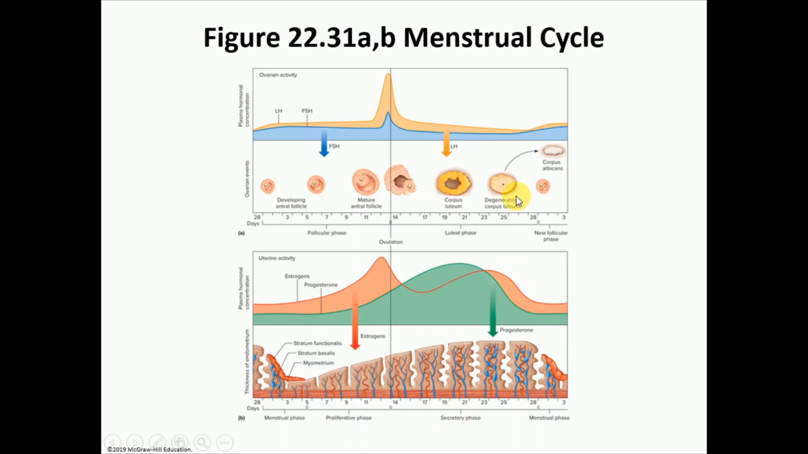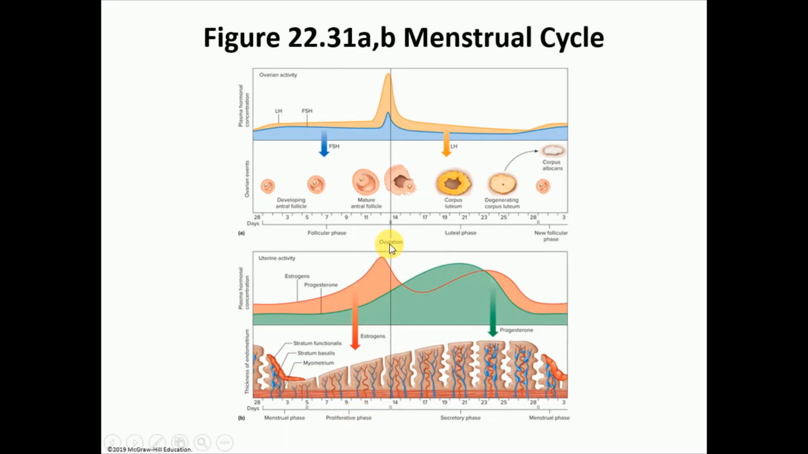Then when the corpus luteum degenerates and changes into the corpus albicans, there is no more estrogen or progesterone being made, and due to the drop of these hormones, that endometrium is going to die off, eventually leading to menstruation. So you'll see here the menstruation that occurs as well, which is basically the endometrium dying and being sloughed off with some blood out of the body.